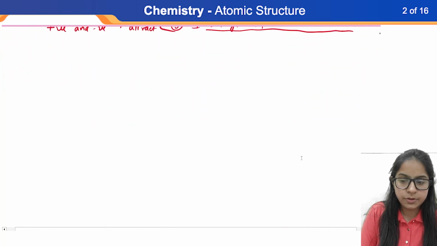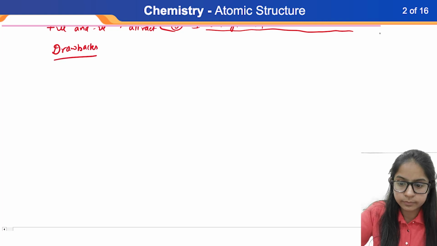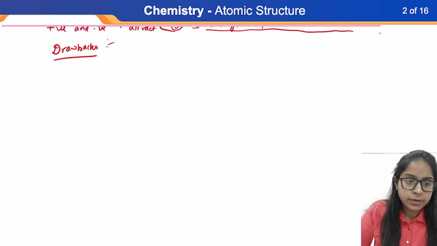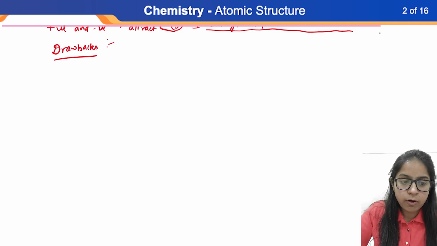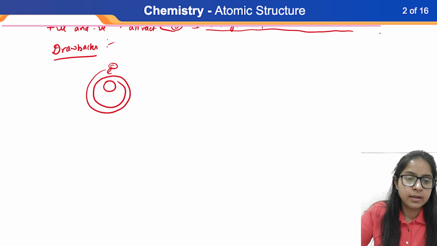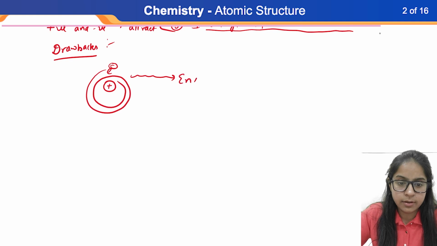Now, the drawbacks of the Rutherford atomic model. Rutherford said that electrons revolve around the nucleus as planets revolve around the sun. But if any charged particle revolves around another charged particle, it is going to radiate energy. Energy is going to be released.